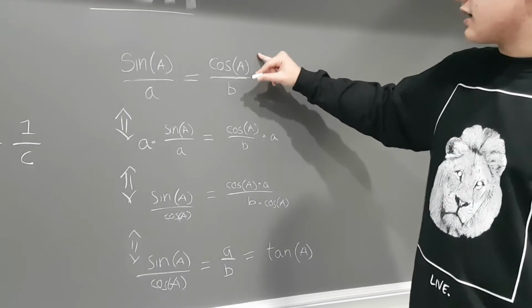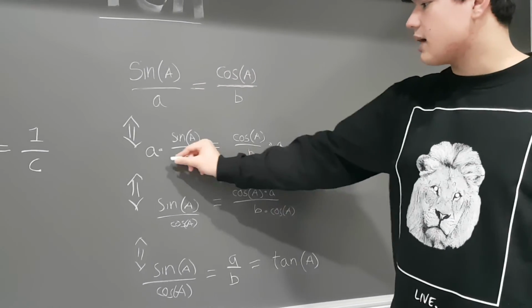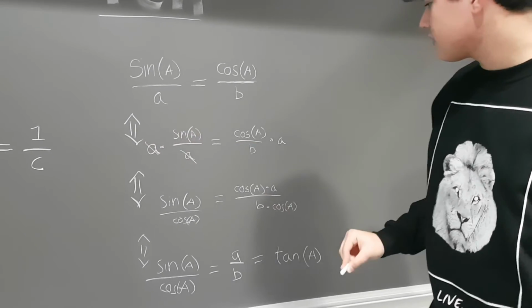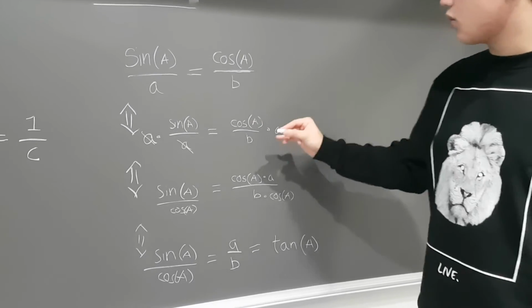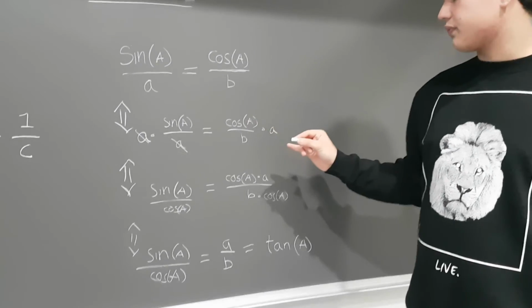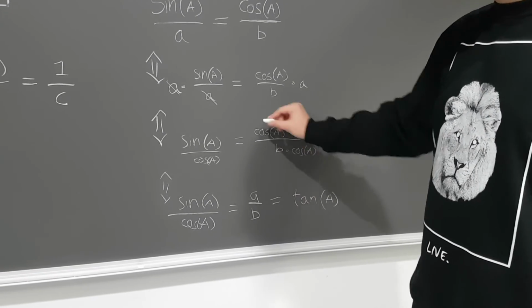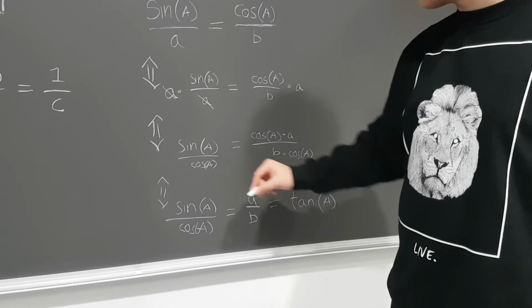Now we want cosine to be on the sine side. So what we're going to do is multiply by C on both sides. So over here, these cancel out. And over here we get cosine of the angle A times C, because you always multiply the numerator. Then we're going to divide by cosine on both sides. So we then get sine of the angle A over cosine of the angle A.